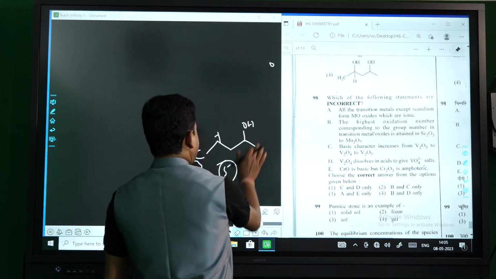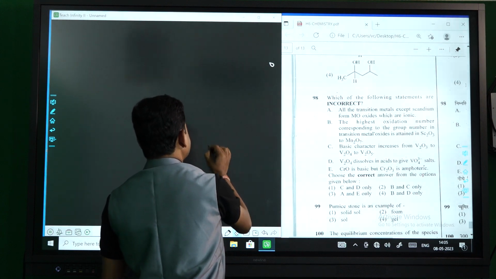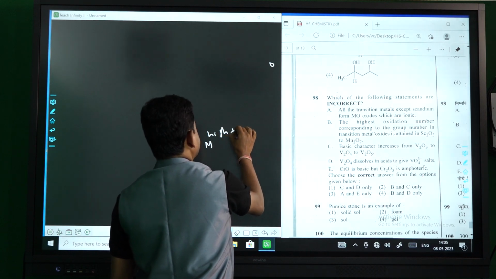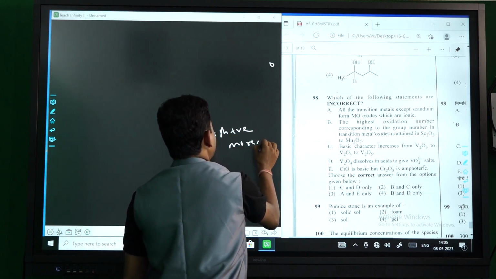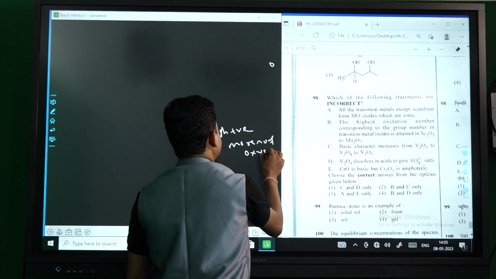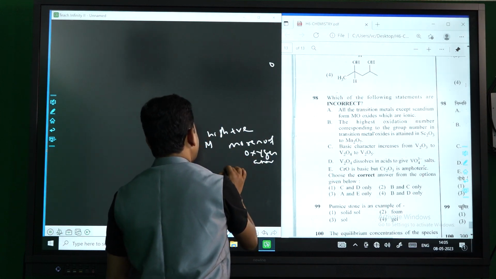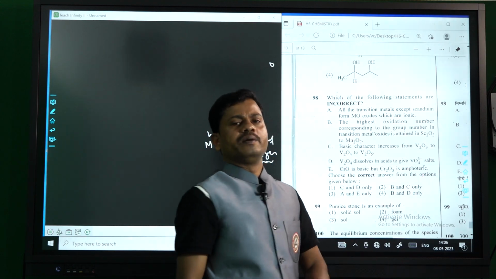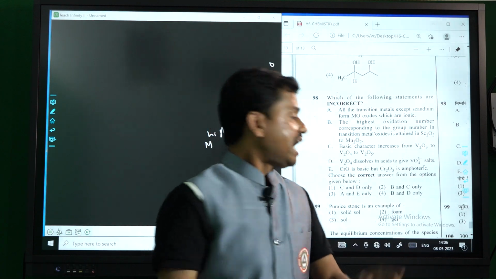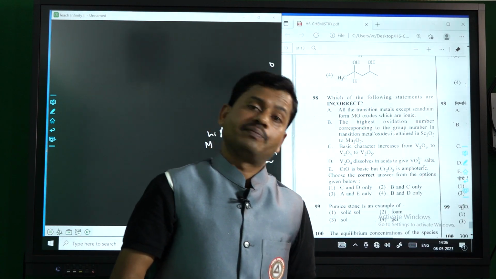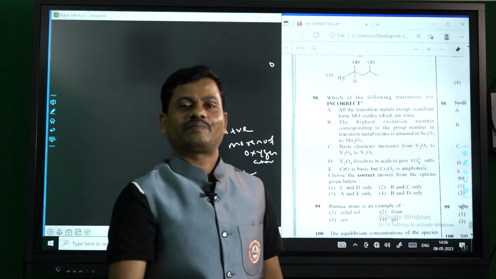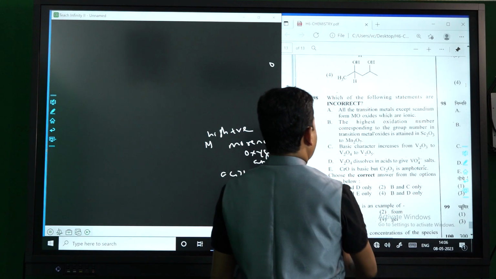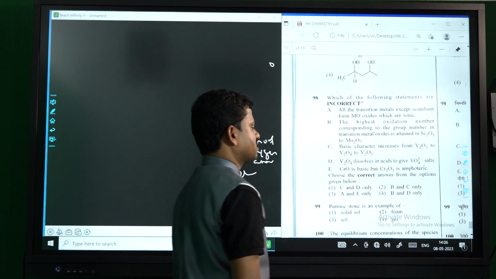Dear students, remember that when a transition metal has a high positive charge and more oxygen atoms, that oxide behaves as acidic. So in V2O5, vanadium exhibits plus 5 and 5 oxygens are present here. So in my point of view, V2O5 is acidic, not basic. So option C is incorrect. And V2O4 dissolves in acid to give VO3 minus.